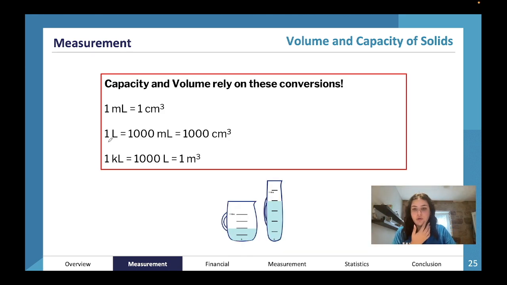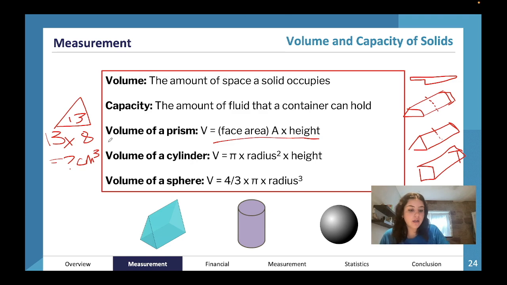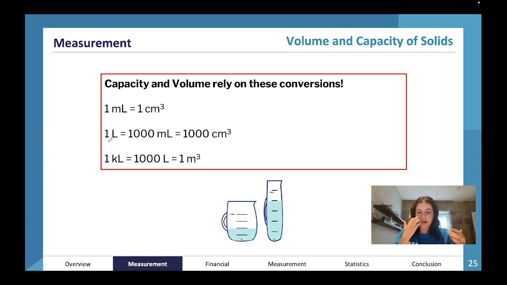Okay, so let's have a look through some more important information. Capacity and volume also rely on these conversions. Anything with this red around it, I would say you guys need to write down or highlight or screenshot. So capacity and volume will rely on these conversions. 1 milliliter is 1 centimeter cubed. So if you have a milliliter of water and you were to pour it into a mold of centimeters cubed, it's going to be 1 physical centimeter cube. 1 liter is 1,000 milliliters, which is 1,000 centimeters cubed. And 1 kiloliter is 1,000 liters, or 1 meter cubed.